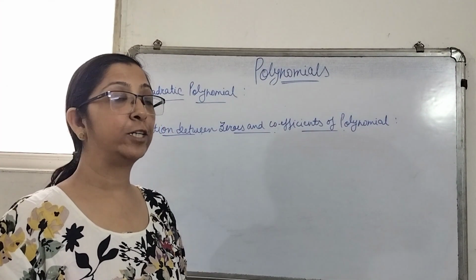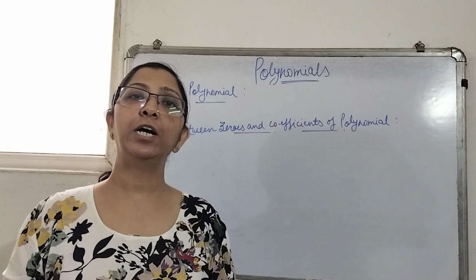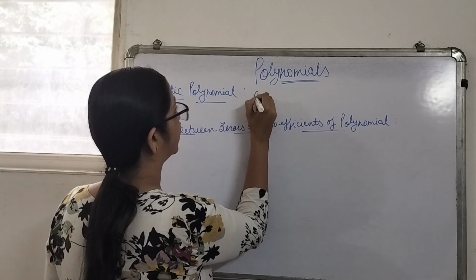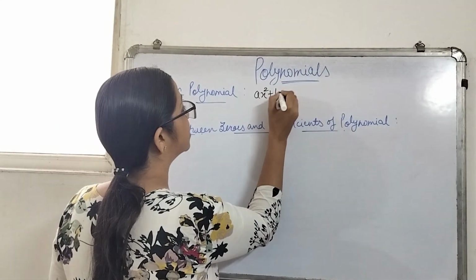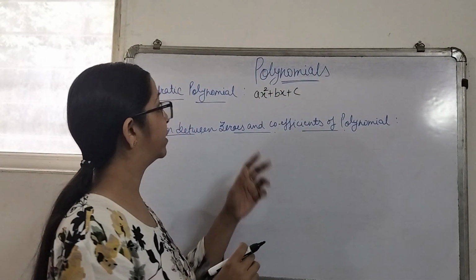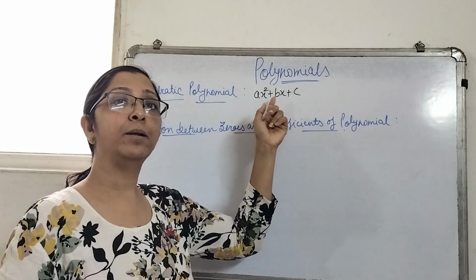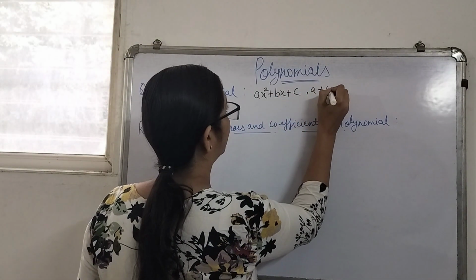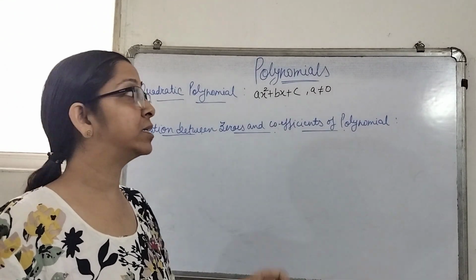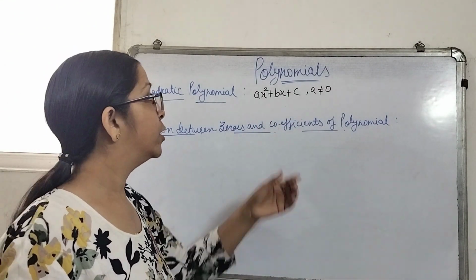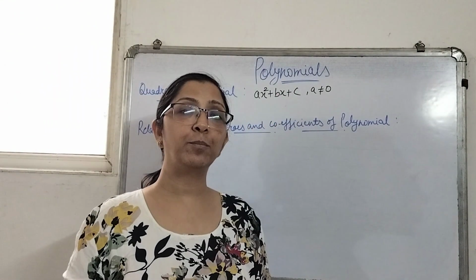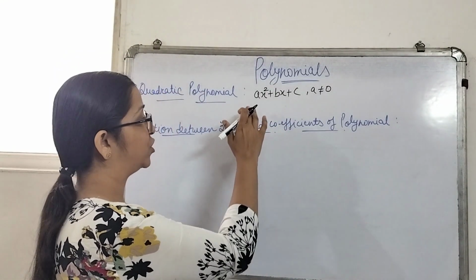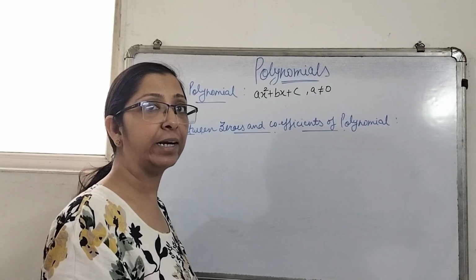Now let's see how to find the zeros of a quadratic polynomial. As we have just seen, quadratic polynomials are polynomials whose degree is 2. The general form of a quadratic polynomial is ax square plus bx plus c, where a should not be 0 and a, b and c are real numbers. For finding the zeros of a quadratic polynomial, we have to factorize it. Let's take an example to check how to find them.